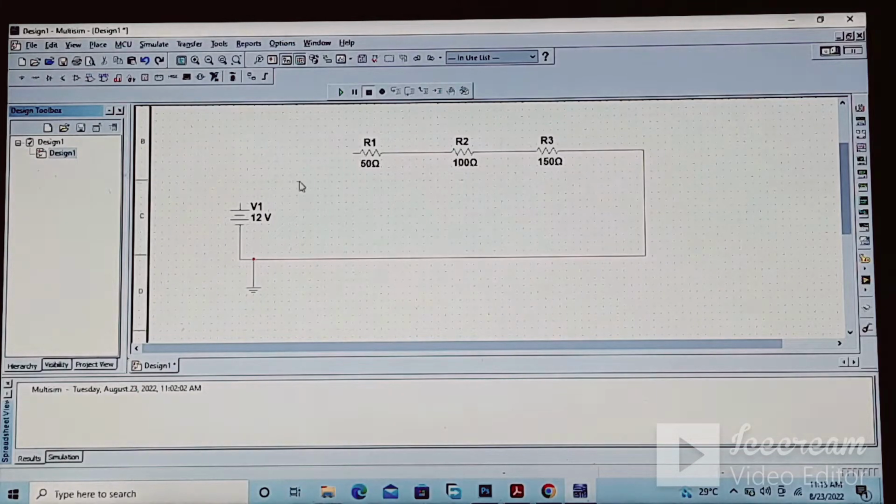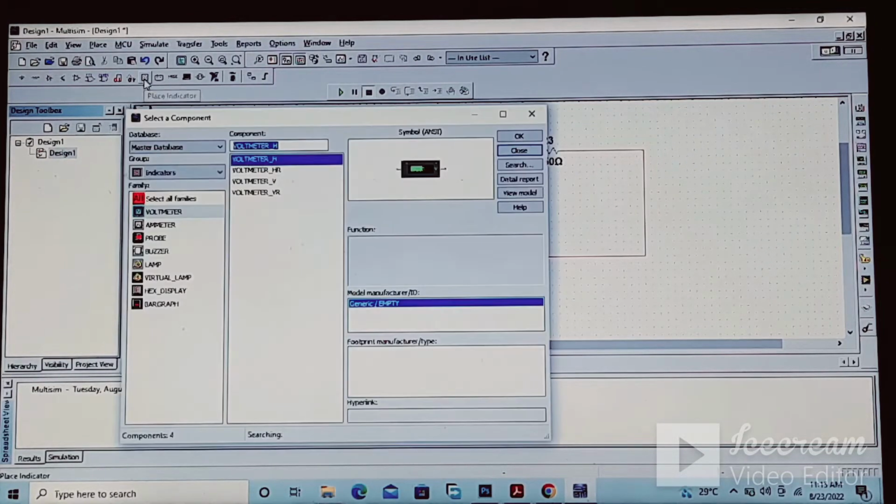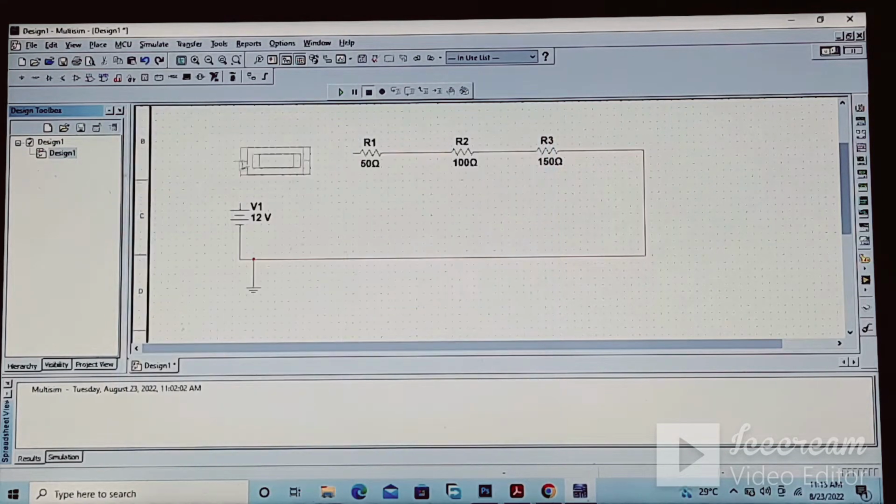By breaking it, connect the DC ammeter, because this is a DC circuit. Click on the place indicator, where you can find the ammeter. This one is the horizontal ammeter we are taking. So this is the digital ammeter, and it is connected in series with this circuit.